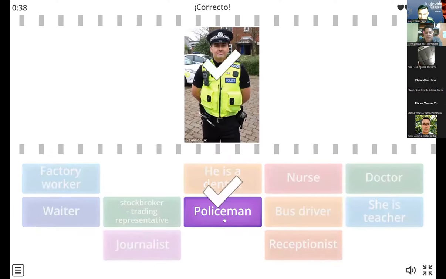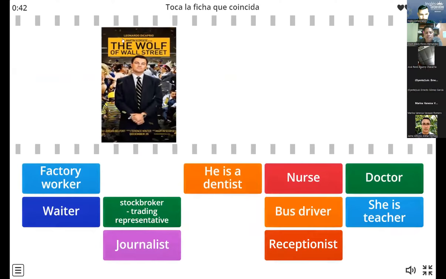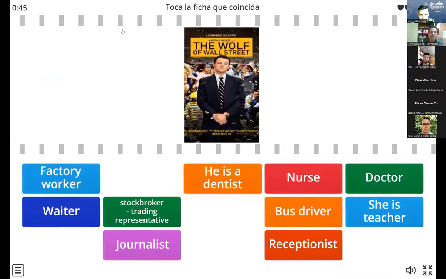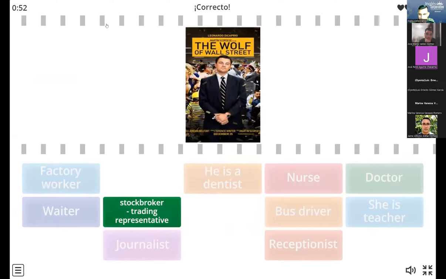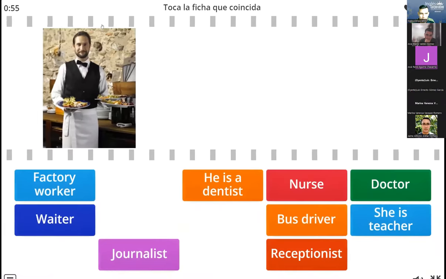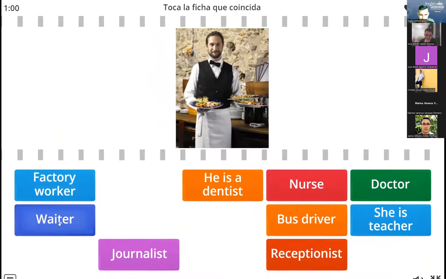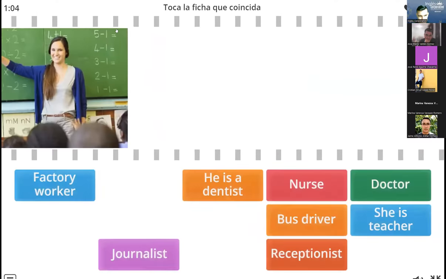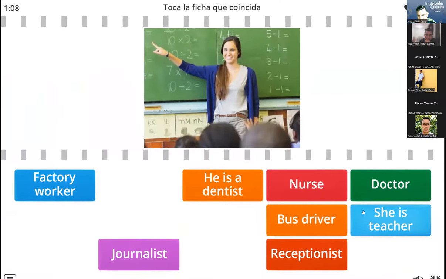Policeman. About stockbroker, trading representative. Good. Waiter. And if it is a girl, it is waitress. Teacher. She is teacher.